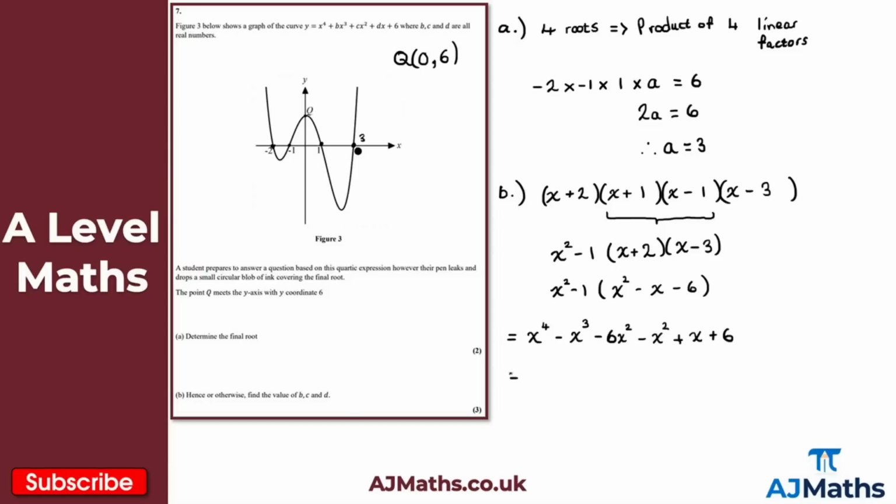So now we just simplify here, so then we can identify the value of b, c, and d. Well, we simply got x to the power of 4. We can't do anything with that. I've got minus x cubed here. There's no other x cubed term, so it's minus x cubed. I then got minus 6x squared minus x squared. So in that case, simplifying that gives me minus 7x squared.